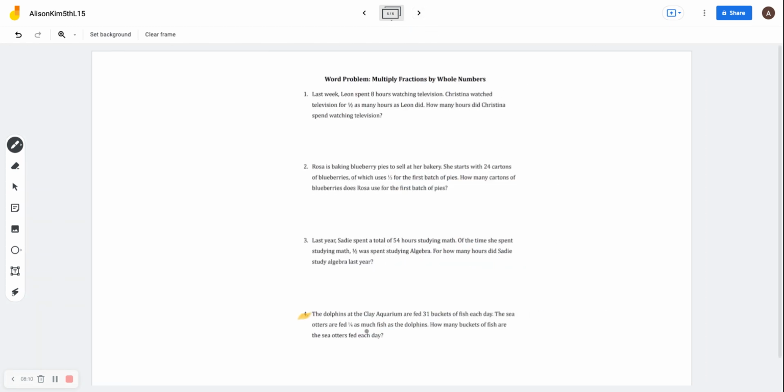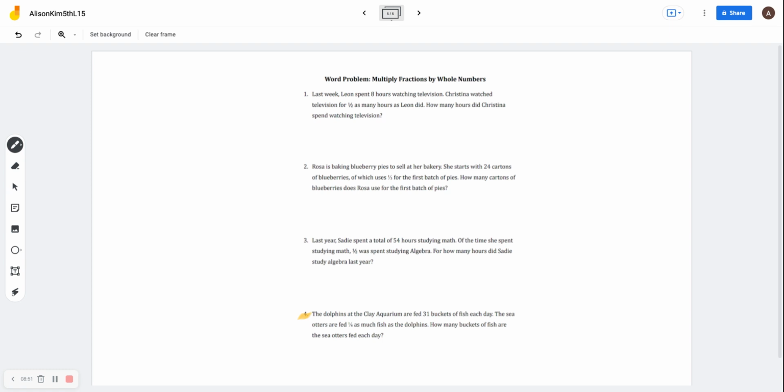Next, let's do number 4 for the word problems, multiplying fractions by whole numbers. Number 4 says, the dolphins at the clay aquarium are fed 31 buckets of fish each day. The sea otters are fed 1/8 as much fish as the dolphins. How many buckets of fish are the sea otters fed each day? So it says that the dolphins at the clay aquarium are fed 31 buckets of fish each day, and that the sea otters are fed 1/8 as much fish as the dolphins. So the otters get fed less than the dolphins. And the question is asking us how many buckets of fish are the sea otters fed each day.